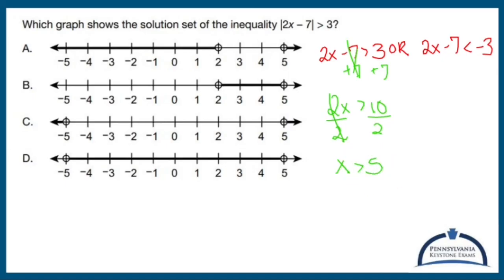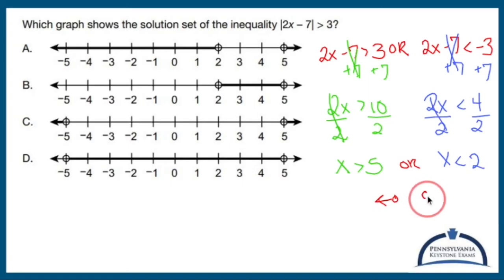The other inequality, we solve it using basically the same exact techniques. Add 7. You get 2x is less than 4. Divide both sides by 2. No flipping of the signs. X is less than 2. Now again, the word that was in between was or. So basically you're saying I care about all the stuff that's greater than 5 or all the stuff that's less than 2. So since it's an or, you're allowed to have two separate inequalities on the same number line.